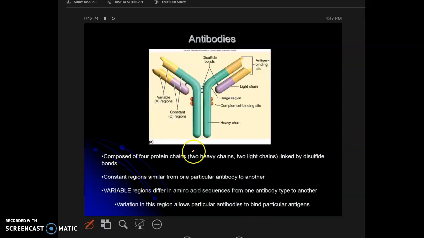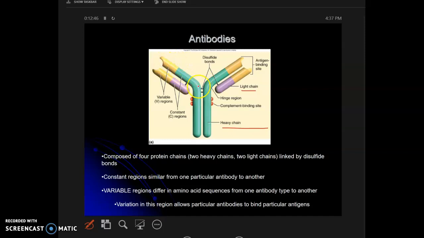All right. So here's an antibody. An antibody looks like this. It's protein in nature. So there are chains, right? There are two long chains and two short chains. The inner chains are called heavy chains. The outer chains are called light chains. And these chains are connected. They are joined.